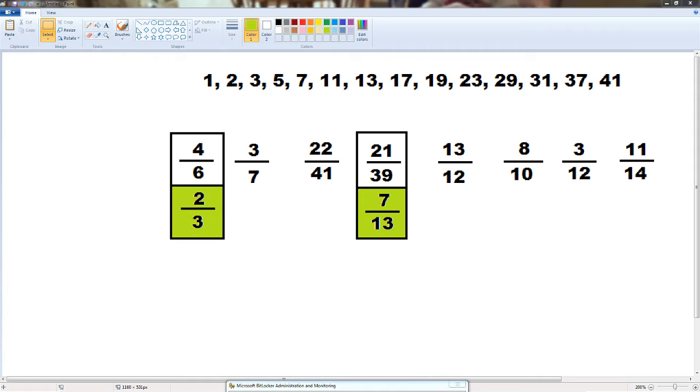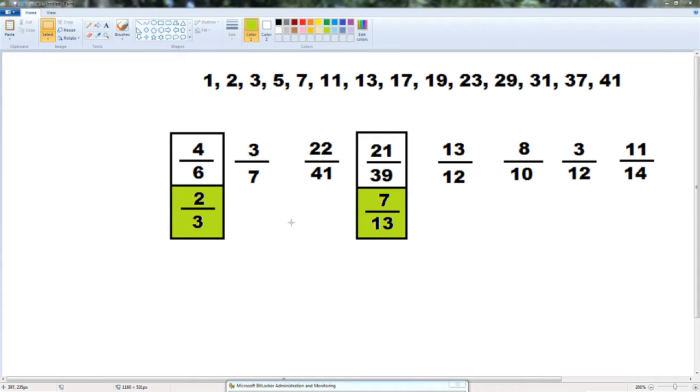The first thing I do when reducing fractions is I look for even numbers. Do we have two even numbers? If we do, we can reduce it. Divide both the top, the numerator, and the bottom, the denominator, by 2. What you get here is 4 divided by 2 equals 2, 6 divided by 2 equals 3. So there's your reduced fraction, 2/3.